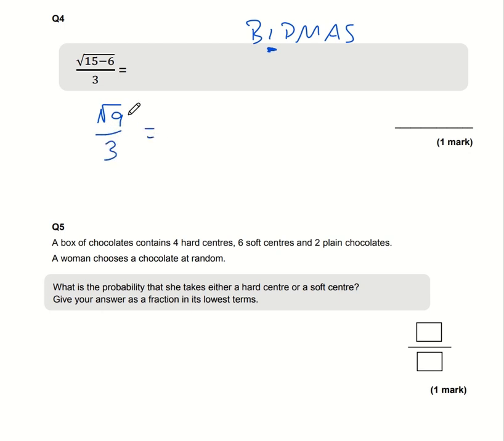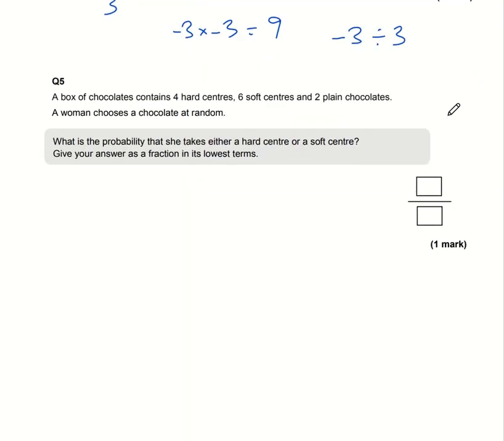Well, the square root of 9 is 3. And this line of a fraction means divide. So 3 divided by 3, which is 1. However, there is another alternative. The square root of 9 can also be minus 3, because minus 3 times minus 3 is also positive 9. Remember, a negative times a negative is a positive. So we could also have minus 3 divided by 3, which is minus 1. So we can accept both positive and negative 1 here, but I imagine most people would have just put the positive value, which is totally fine.